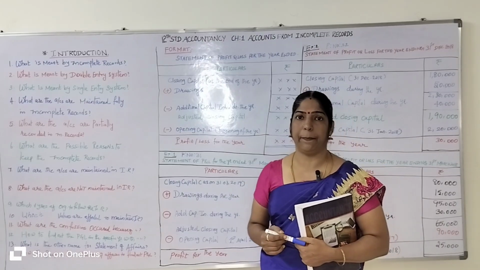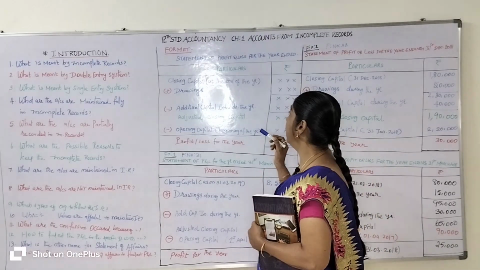Standard Accountancy, Chapter 1, Accounts from Incomplete Records.